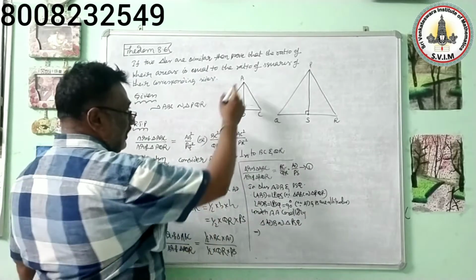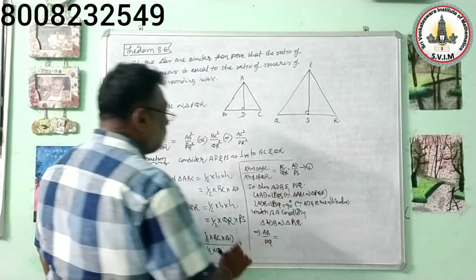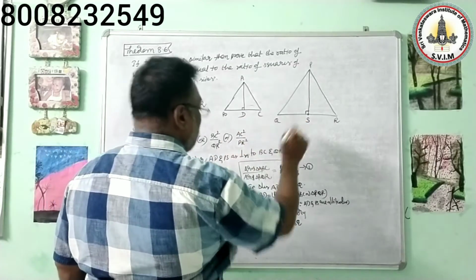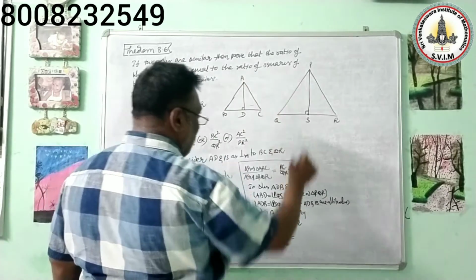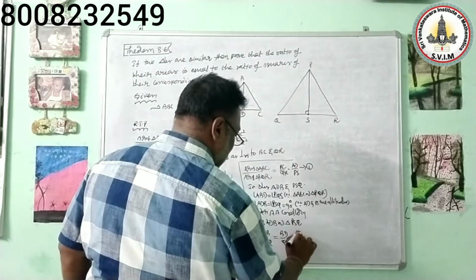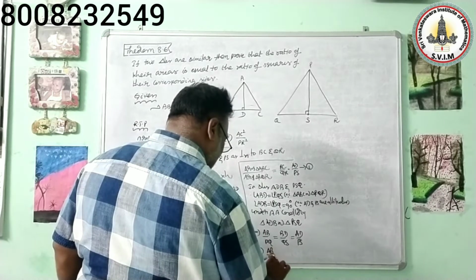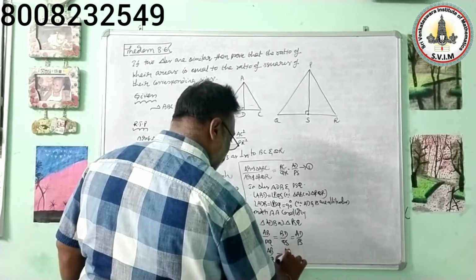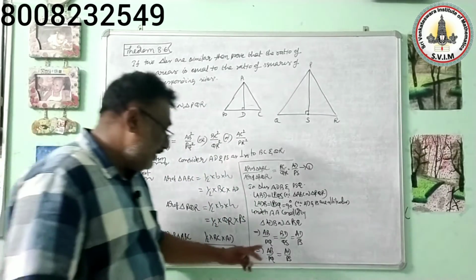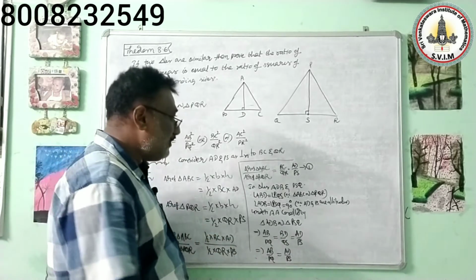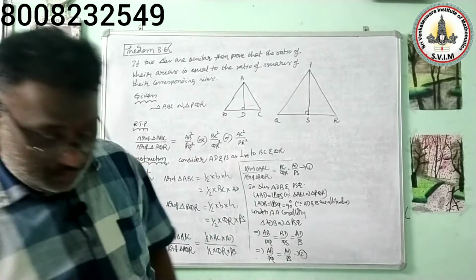That implies AB by PQ is equal to BD by QS, which is equal to AD by PS. Okay, so AB by PQ is equal to AD by PS. That one I am taking here. This one you can take as equation 2. Now listen to me.